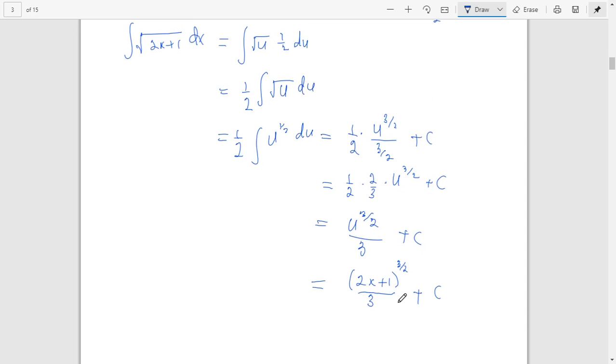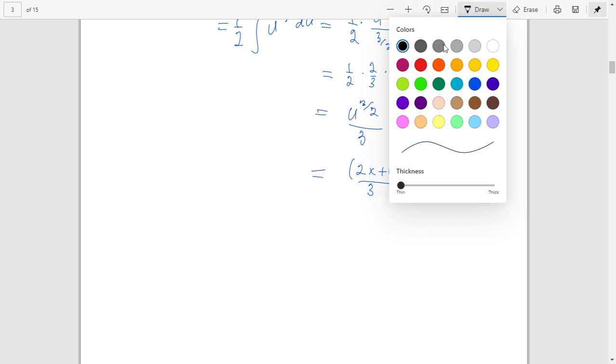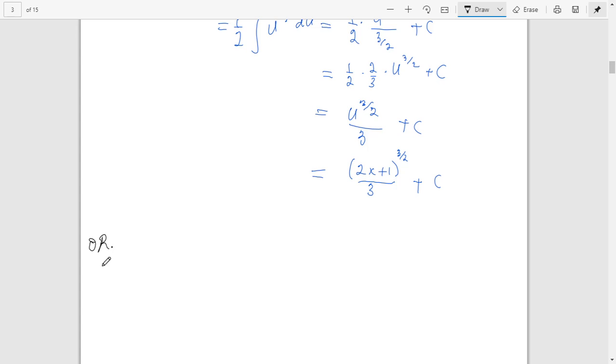Now usually it's also possible for you to make another substitution and it's still going to work. For instance, look at this. For integral of square root of 2x plus 1 dx, we could let our u be the whole of square root of 2x plus 1.